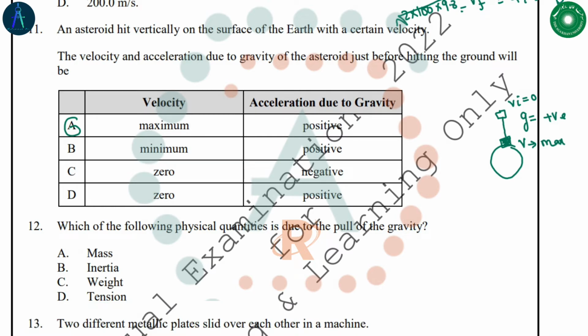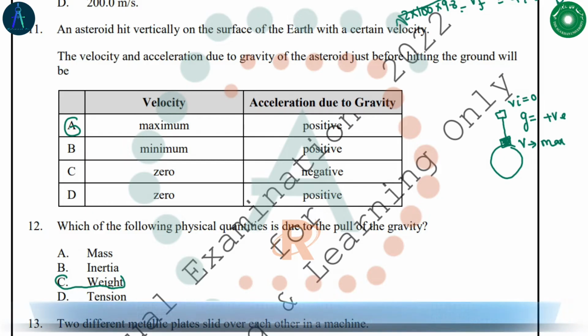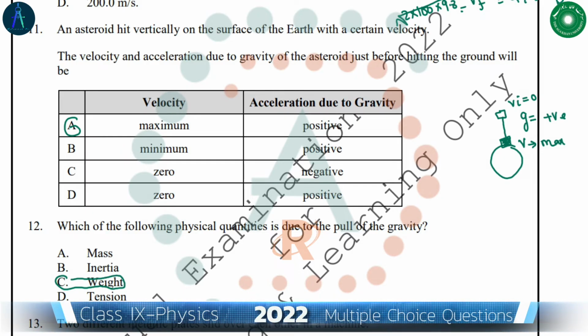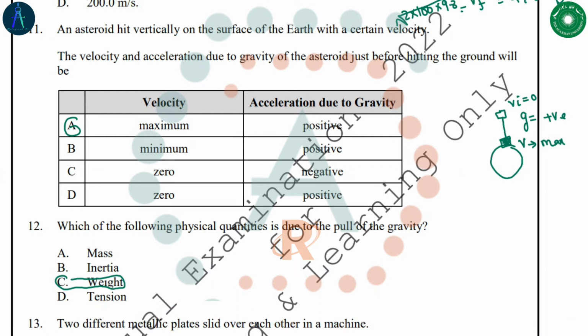Which of the following physical quantity is due to the pull of gravity? So the answer is the weight force. This weight force is the force of attraction of Earth on a body to attract that body towards its center. So option C would be the right answer.